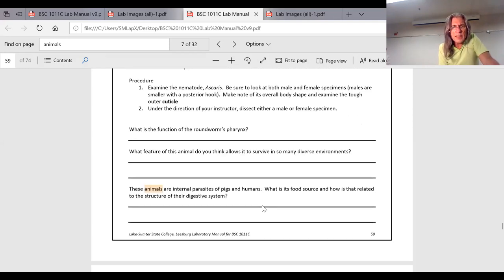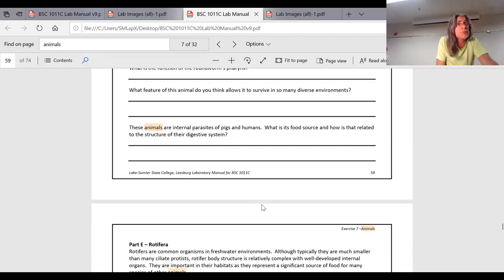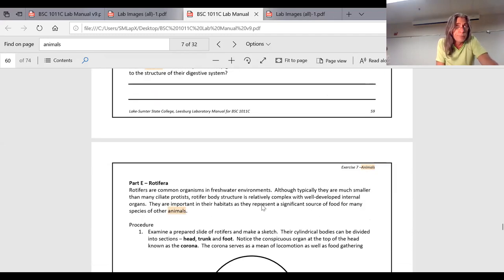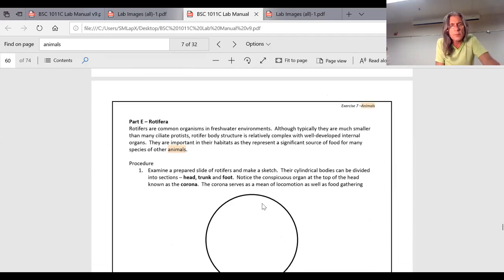All right, does that make sense? Did I answer those questions? So the cuticle, the fact that it can digest so many different things, the fact that it's a really simple kind of, it's basically an absorbing organism. It just absorbs. Doesn't really have to go much to digestion.